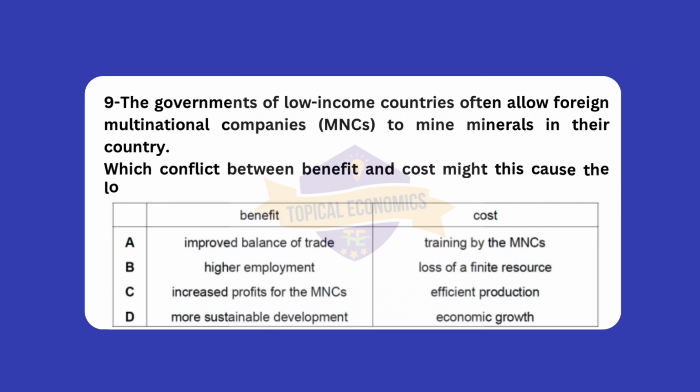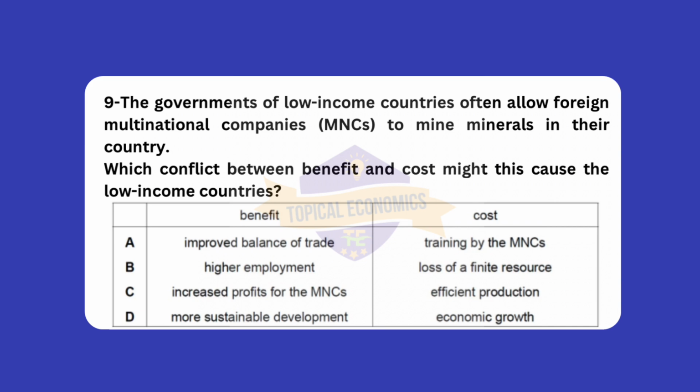Which conflict between benefit and cost might this cause the low-income countries? They have given option A, B, C, D, and benefit and costs have been given. So let us look at each of the options that they have given us. Option A is improved balance of trade and training by the MNCs. So here, training may be beneficial, but it does not create a significant conflict with balance of trade.